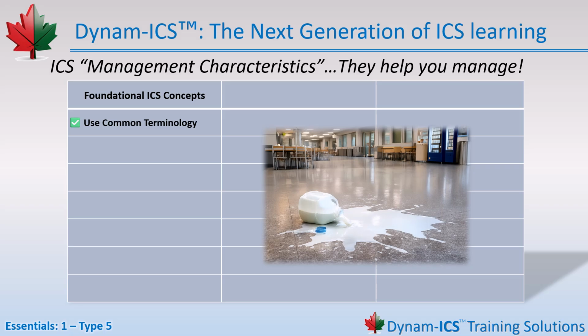In ICS, common terminology means we all speak the same operational language. It's not about dumbing things down. It's about being clear and consistent. Position titles and facility names are plain language. They describe the role or location and shouldn't be changed. An operations section chief is always an operations section chief. The incident command post is always the incident command post. That consistency keeps everyone aligned, no matter where you come from.